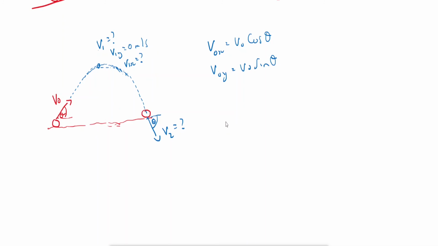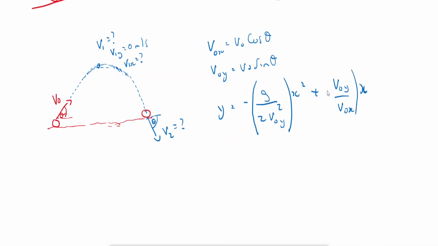Then what else do I know? I can use the equations of motion, and then I can check y. y is going to be equal to minus g over 2 v0x, all squared, times x squared, you could put this in brackets if you want. Then this is going to be plus v0y over v0x, multiplied by x. This is a parabola.